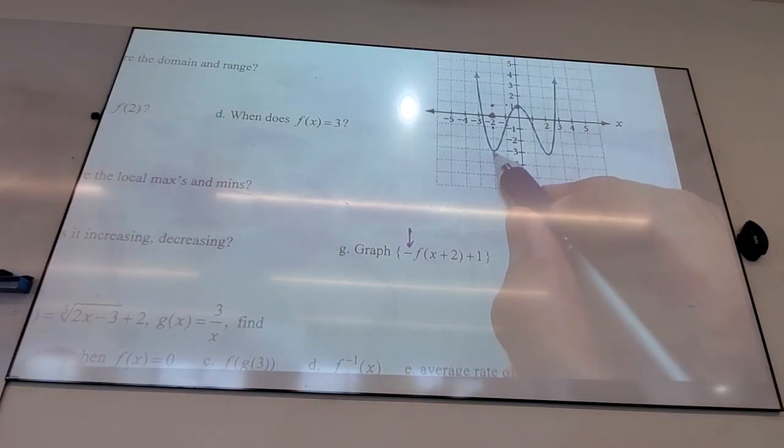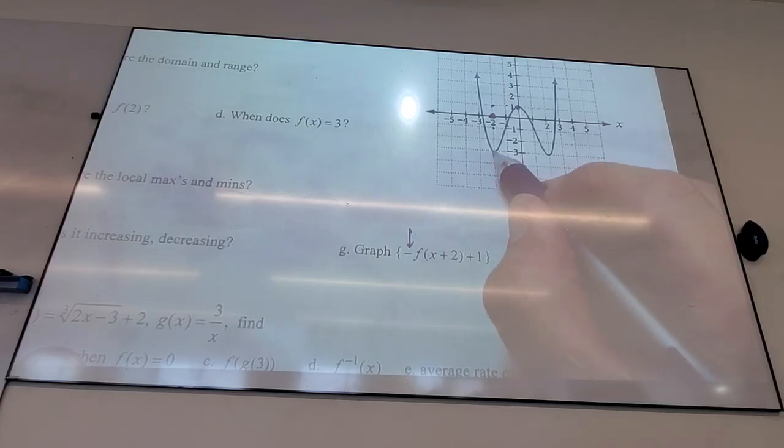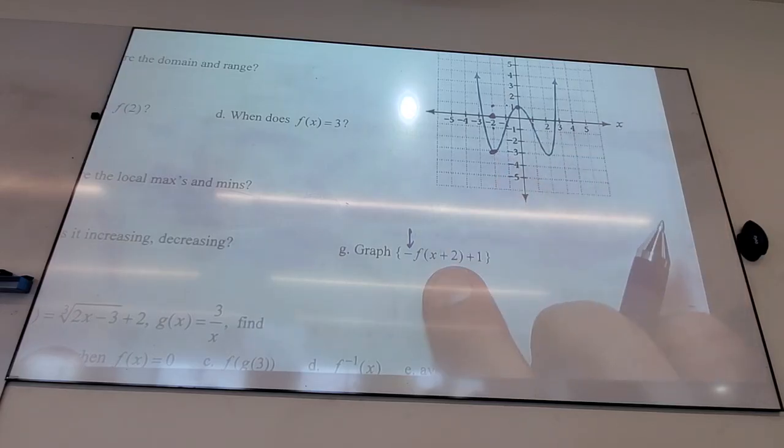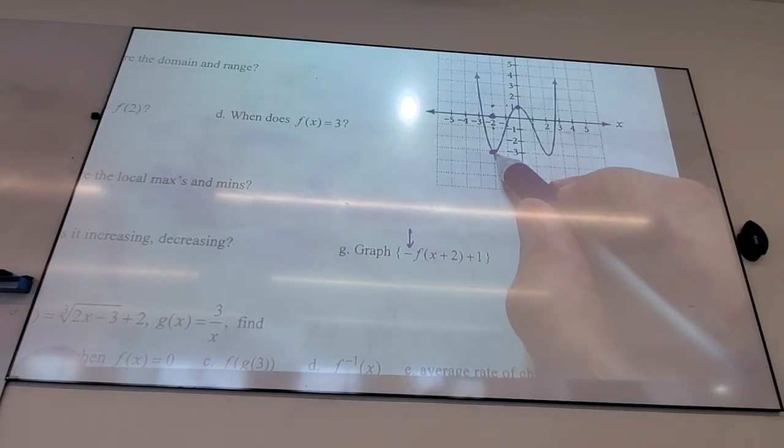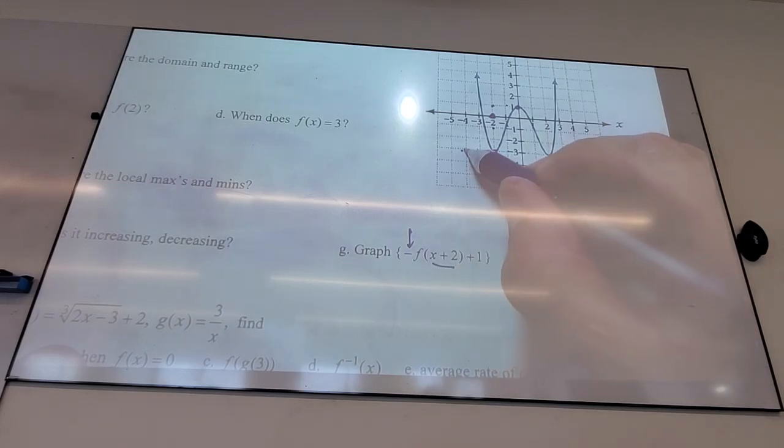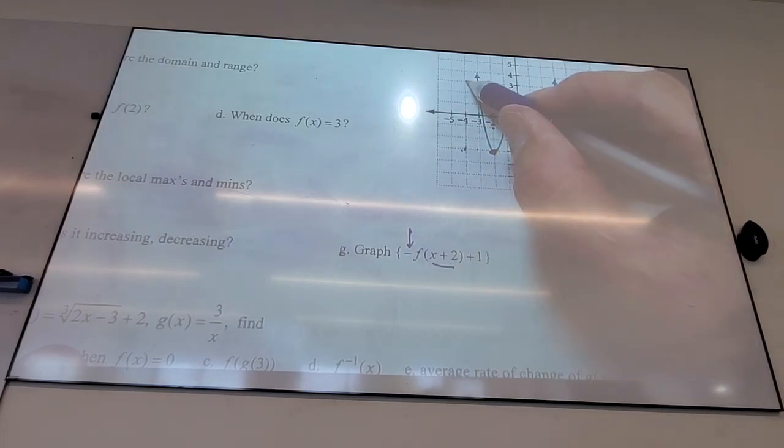What's this point? -2, -3. So what do I do? You move it left 2, and then flip it, and move it up 1. Up 1. Bam!